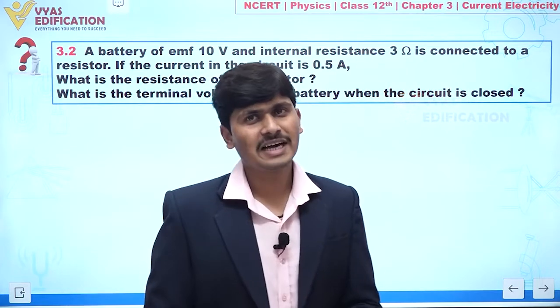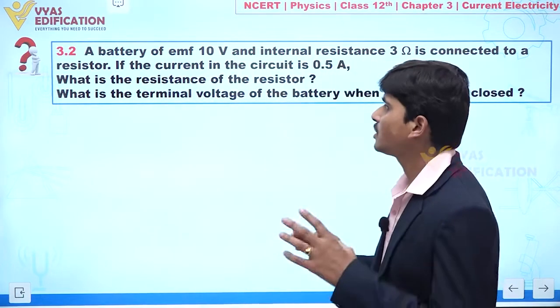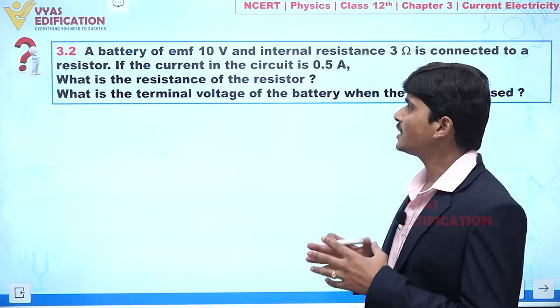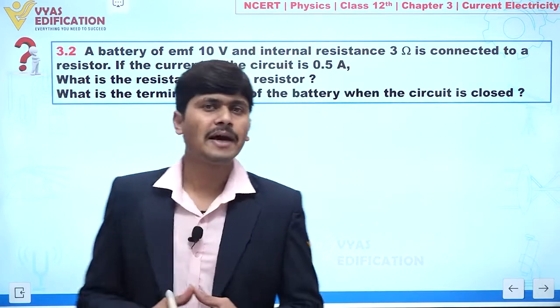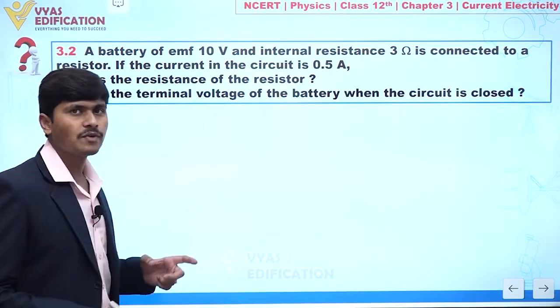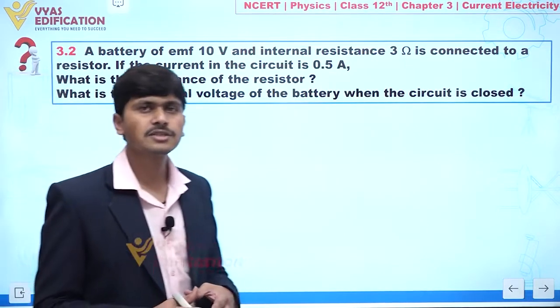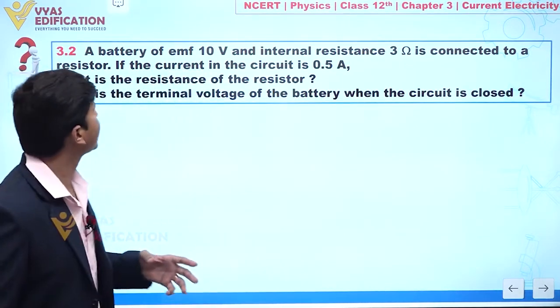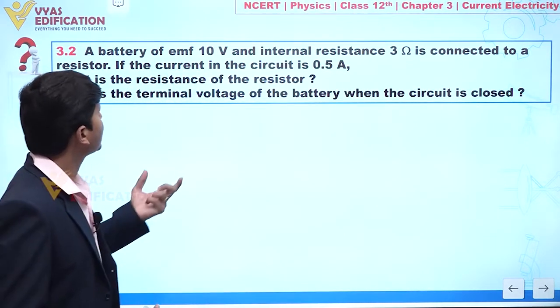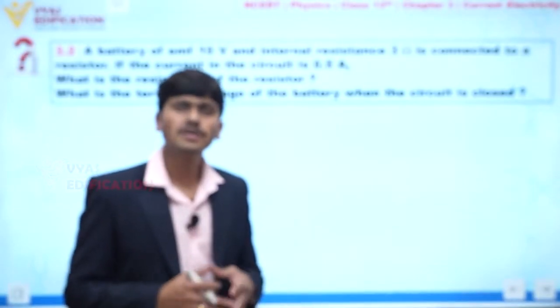Now dear student, we are going to discuss question number 3.2. Clear? In this question it is given to you a battery of EMF 10 volt and internal resistance 3 ohm is connected to a resistor. Find if the current in the circuit is 0.5 ampere.